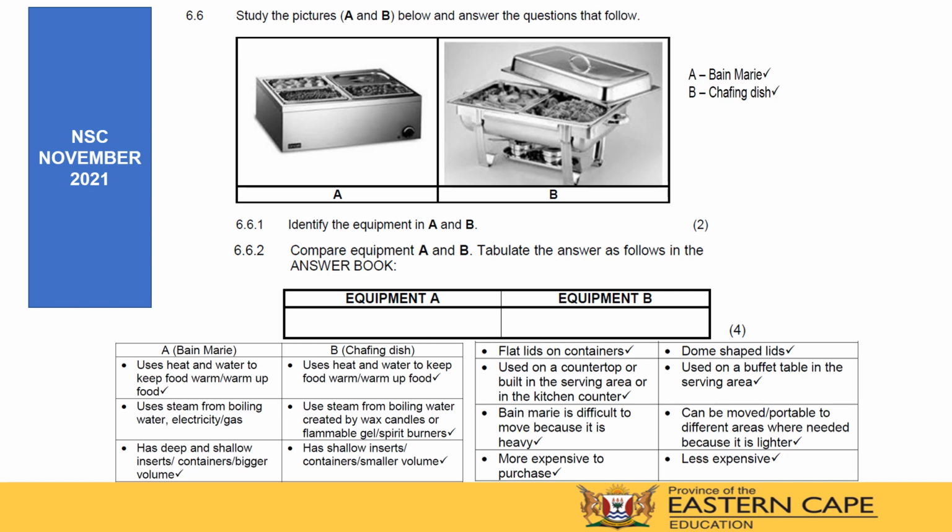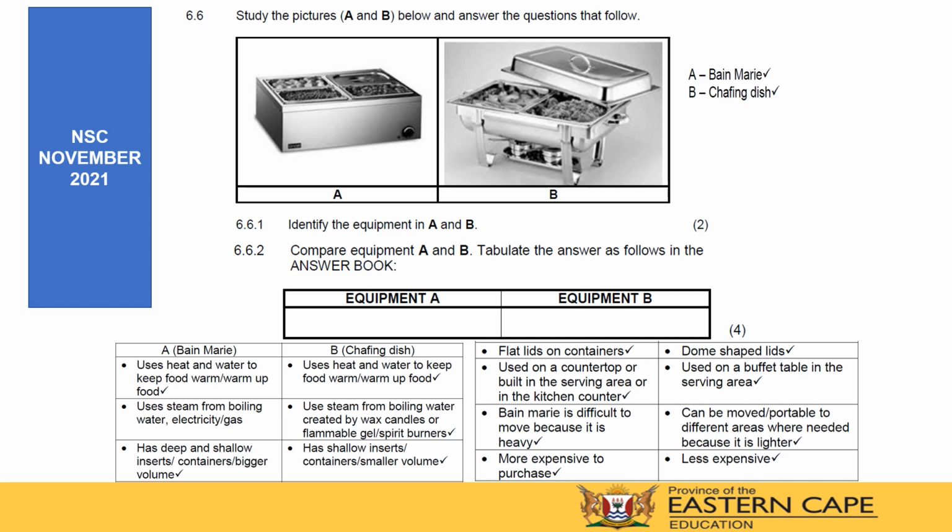But the differences are, one, the bain-marie uses steam from boiling water, electricity or gas, whereas equipment B, which is our chafing dish, uses steam from boiling water created by wax candles or flammable gel, or some learners can say spirit burners. Okay. Then another comparison is that the bain-marie has a deep and shallow insert, or it is bigger in volume, whereas the chafing dish has got shallow inserts or containers, and it has a smaller volume.